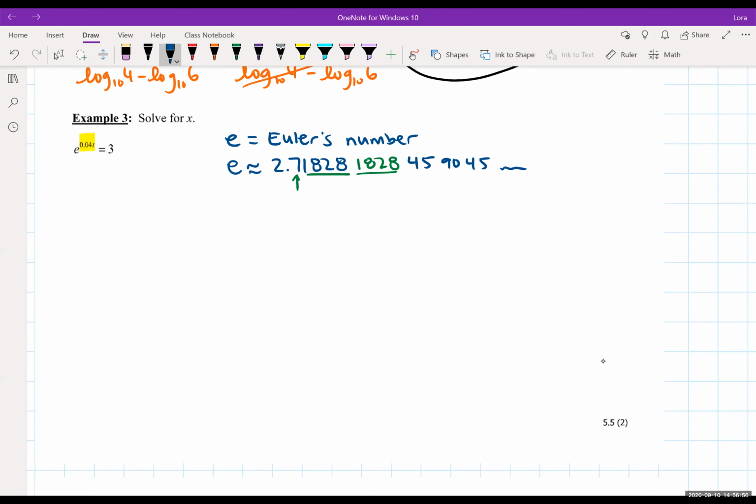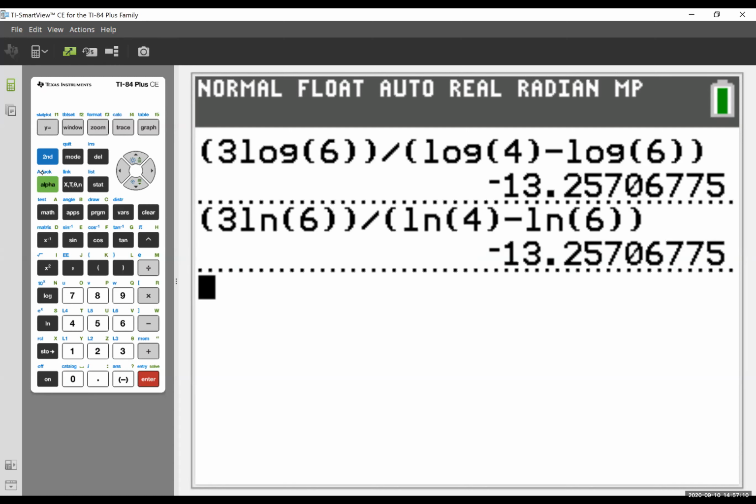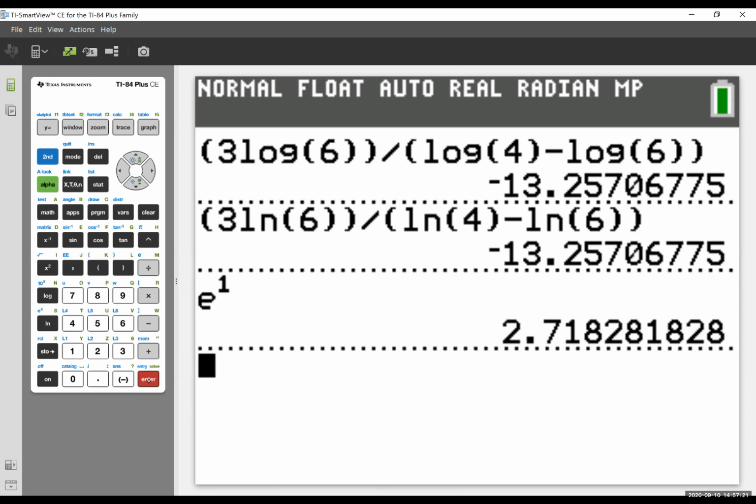Do you have to memorize it? No way. Lucky for us, when we pull back the TI, the E is located where the natural log key is. If you want to access it, you just press second natural log, and you see the E. And if you really want to know what E is, you press e to the power of 1. And then you have the approximation.